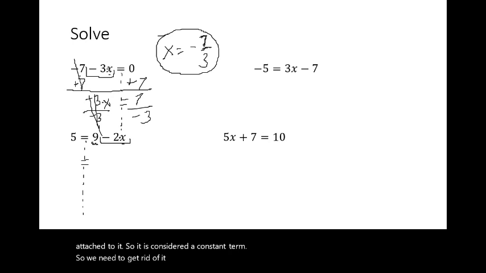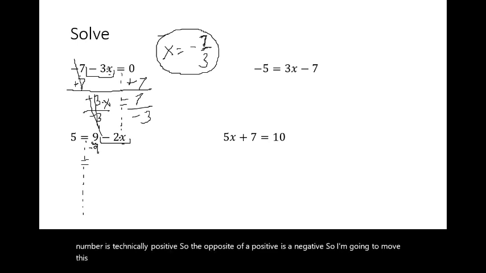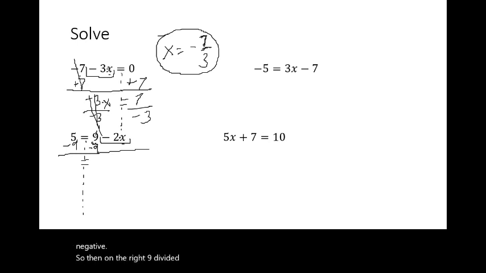Now, is this 9 negative or positive? If you look to its immediate left, there is nothing here. So when there is nothing there, the number is technically positive. So the opposite of a positive is a negative. I'm going to move this 9 by subtracting 9 from both sides because the opposite of a positive is a negative. So then on the right, 9 minus 9 is 0, leaving you with negative 2x. And then on the left, 5 minus 9 is negative 4.